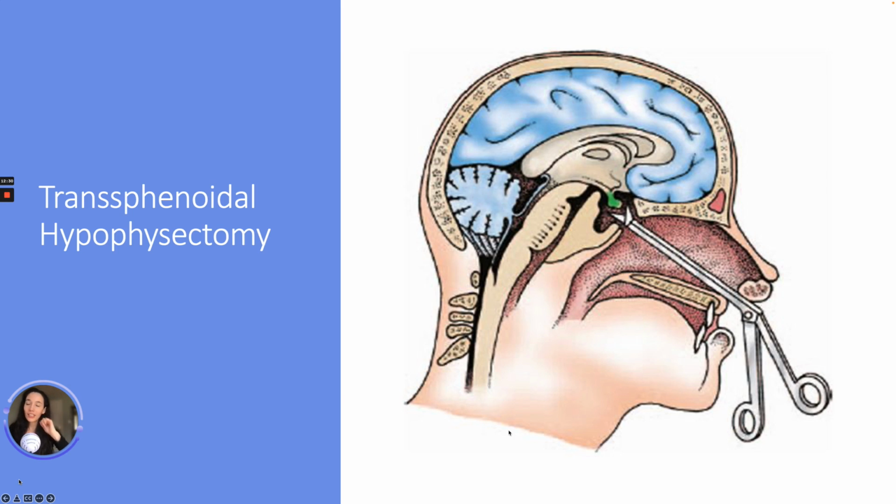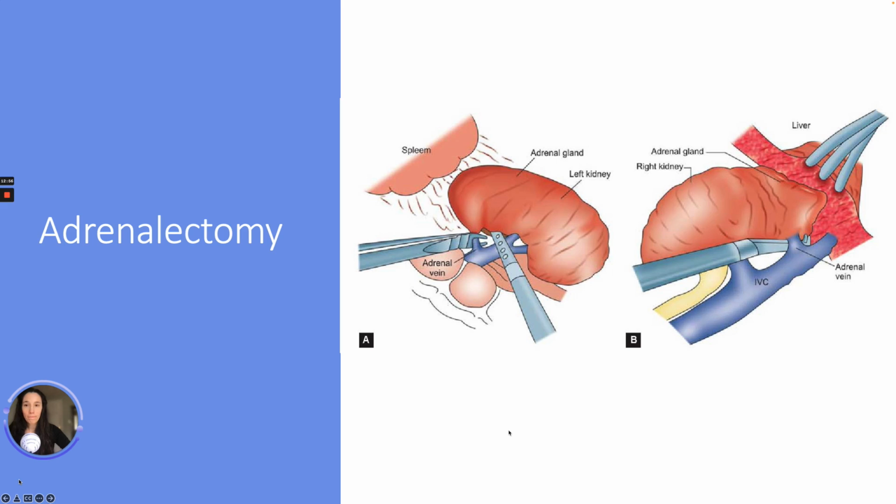So this is the transsphenoidal hypophysectomy. The pituitary gland is taken out of the brain by going through the nose via the sphenoid sinus, which is a cavity near the back of the nose. This is often done with assistance of either a surgical microscope or an endoscopic camera. And then an adrenalectomy is the surgical removal of one or both adrenal glands, and it's usually advised for patients with tumors of adrenal glands. The procedure can be performed using an open incision or a laparoscopic technique.